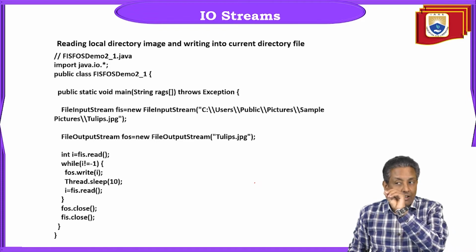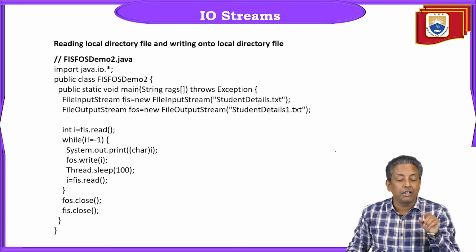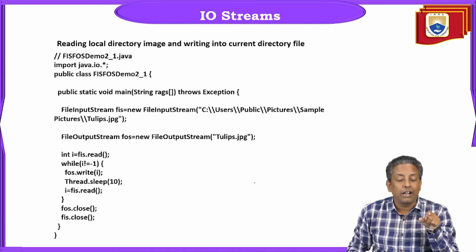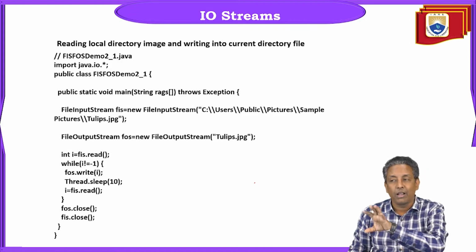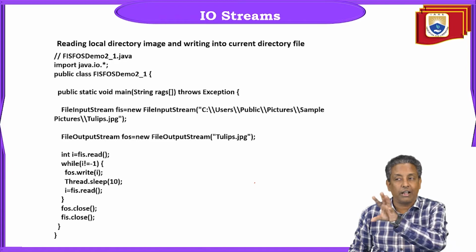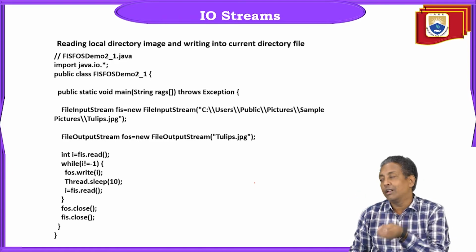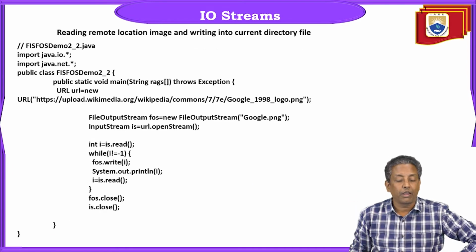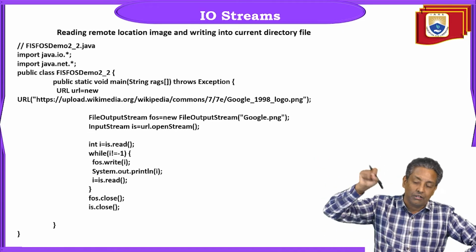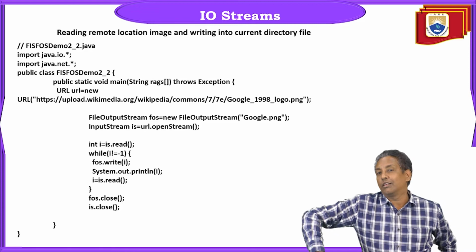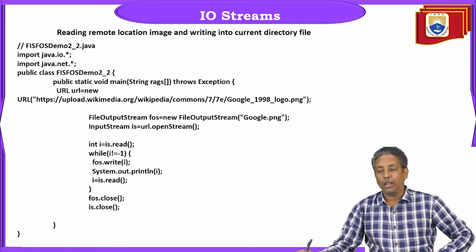The previous one is reading a local directory file and writing into a local directory file. This is reading a local directory image, a local system image. Reading one image from within the same system and writing into our local file. And this is reading a remote location image and writing into our local directory or current directory.